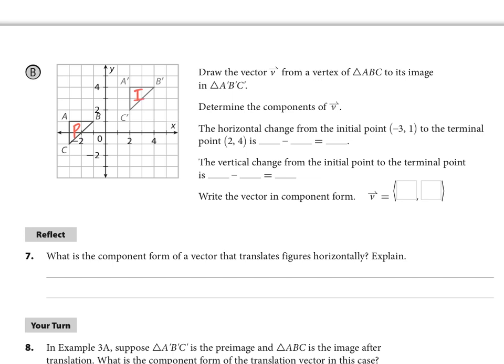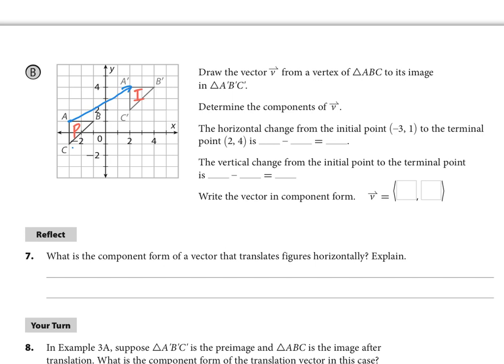Or you could just go ahead and draw your vector from A to A prime. I'm only going to show that one. If you wanted to draw a vector from C to C prime and from B to B prime, you can. But think about why that's not necessary. We don't have to do that. So I'm just going to do the one. And we need to figure out how do we get from A to A prime, and that's going to determine our vector. So I can figure out here, or just start counting, I guess.